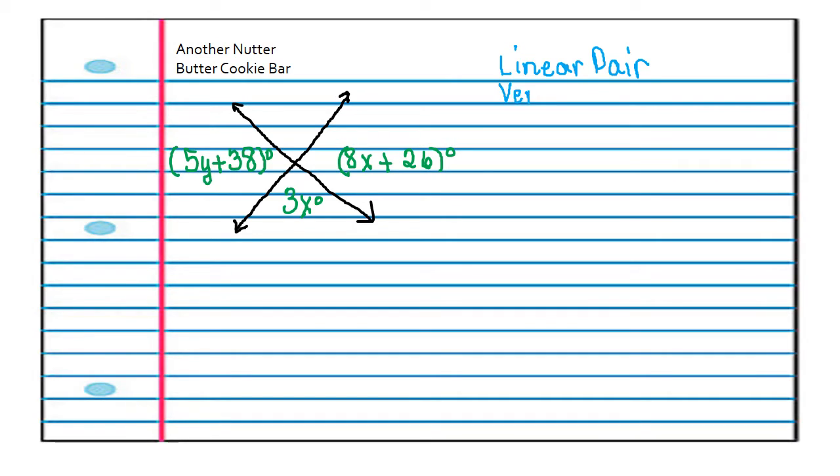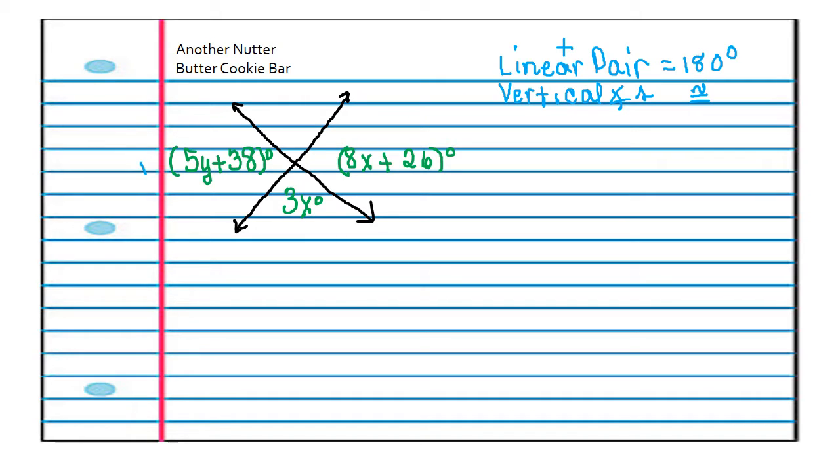Vertical angles are the ones that are opposite each other. And I like kind of just doing my little angle thing here. Vertical angles are opposite, which means your algebra is going to be congruent. Linear pairs, when added together, equal that magical geometry number of 180.